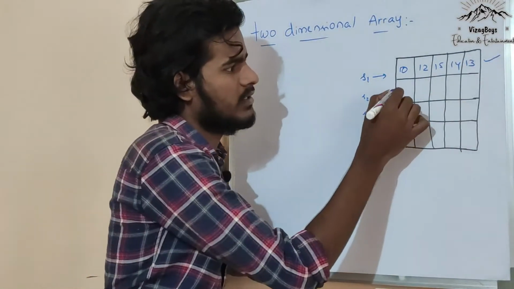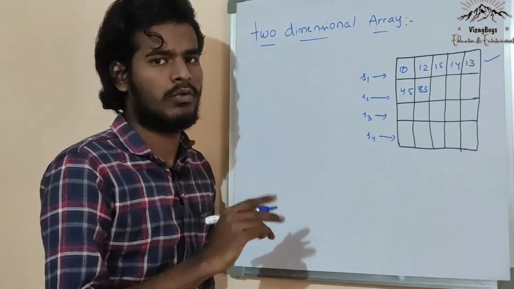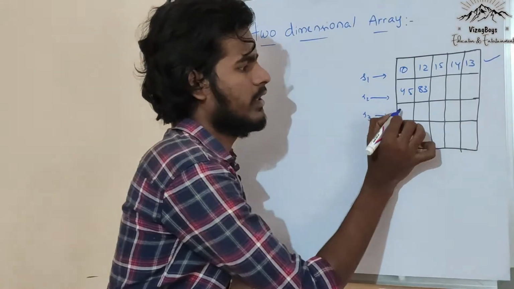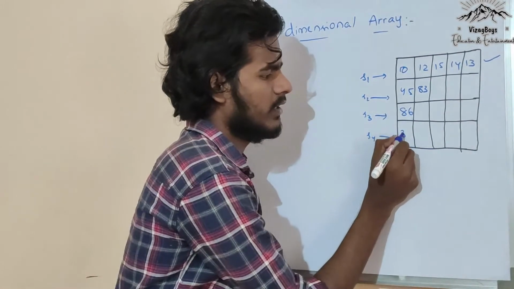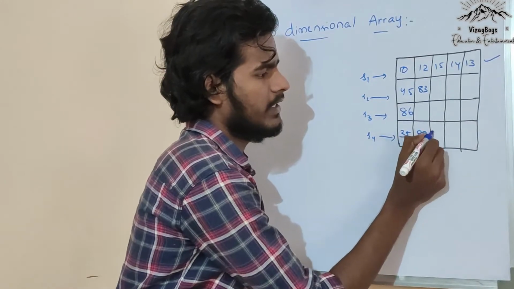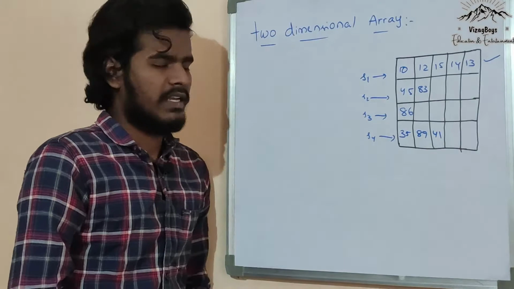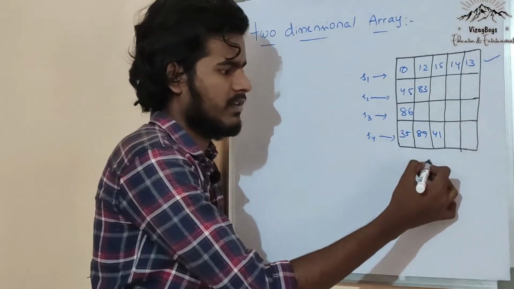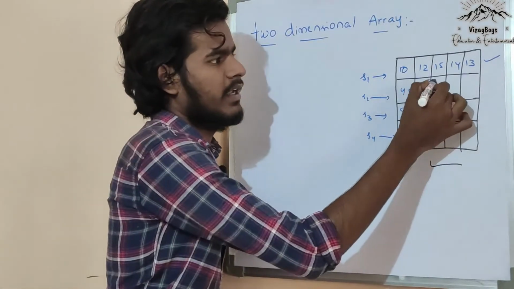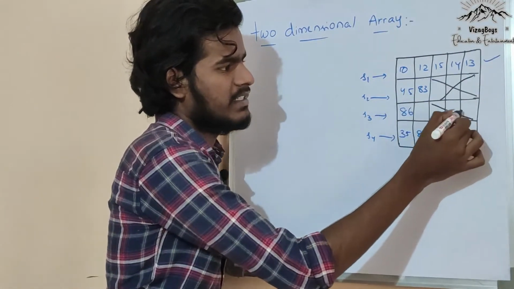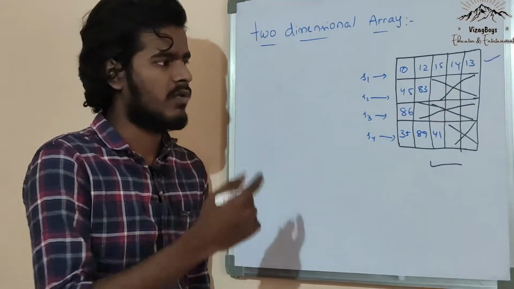The second student's marks should be 45, 83, only 2 subjects. Third student 86, only 1 subject. The fourth student 35, 89, 41, 3 subjects. Listen carefully, this is matrix style. In this style, there is wastage of memory.